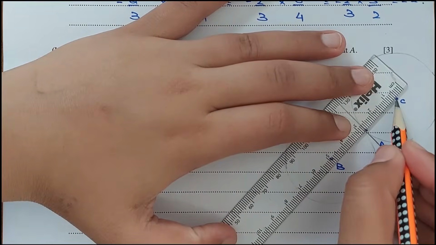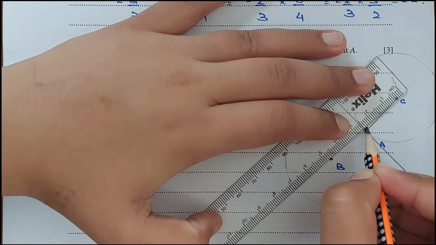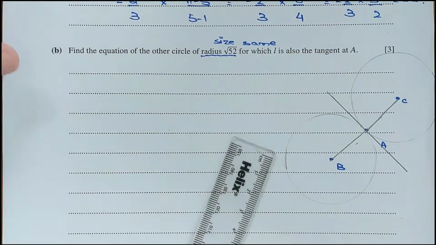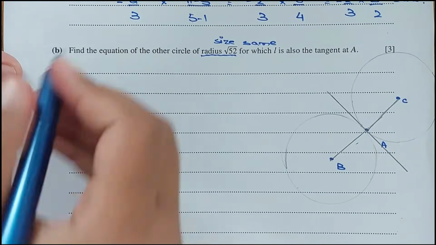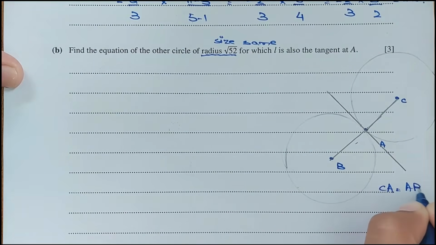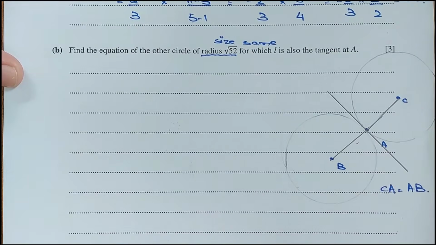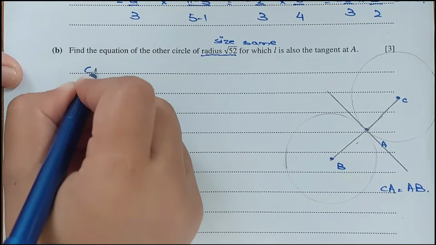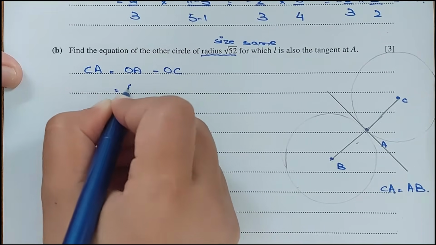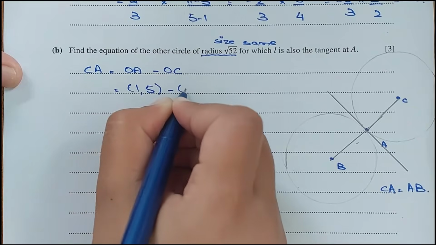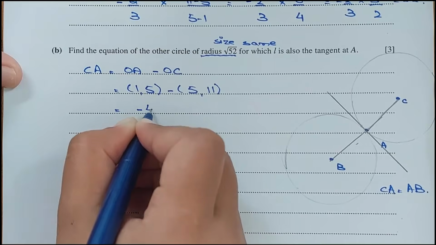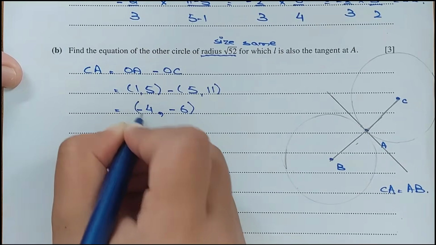So we can say that the distance of C to A and A to B is the same. So what is CA? CA should be equal to AB because they have the same radius. If we use the concept of vectors, CA is OA minus OC. OA is (1, 5) minus OC is (5, 11), which is 1 minus 5 is minus 4, 5 minus 11 is minus 6, right?